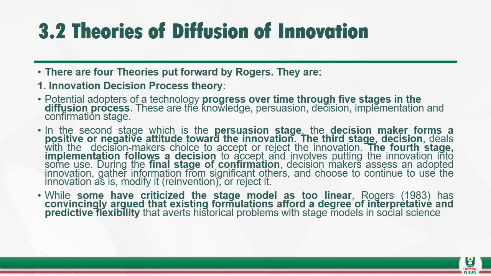Here we are talking about the innovation decision process, and this theory says that potential adopters of a technology progress over time through 5 stages: knowledge, persuasion, decision, implementation, and confirmation. The first, knowledge, simply means that knowledge must be brought first, before persuasion will take place on an interpersonal basis. This progresses to the third, the decision, to make a stand and to implement, and of course to confirm the process.